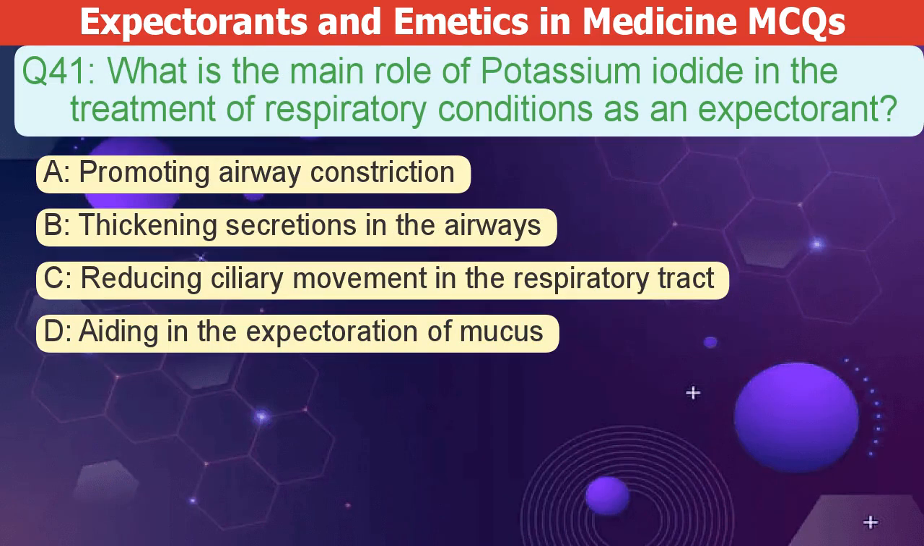What is the main role of potassium iodide in treating respiratory conditions as an expectorant? A. Promoting airway constriction. B. Thickening secretions in the airways. C. Reducing ciliary movement in the respiratory tract. D. Aiding in the expectoration of mucus.